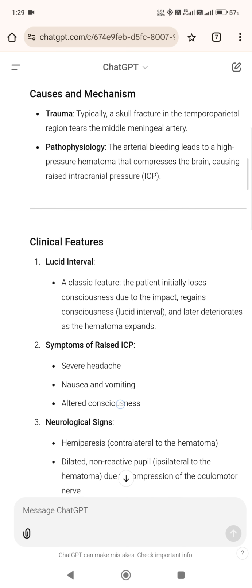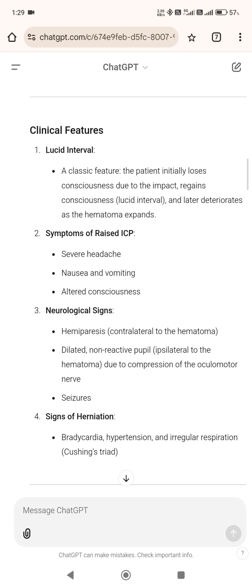Pathophysiology. The arterial bleeding leads to a high-pressure hematoma that compresses the brain, causing raised intracranial pressure, ICP. Clinical features. 1. Lucid interval. A classic feature. The patient initially loses consciousness due to the impact, regains consciousness, the lucid interval, and later deteriorates as the hematoma expands. 2. Symptoms of raised ICP.